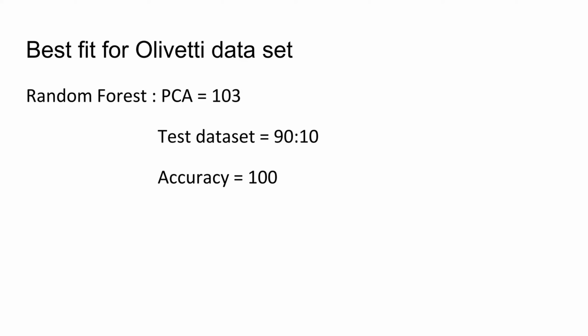Random forest: this ensemble method is robust and effective for a wide range of datasets. With the right number of PCA components, it can achieve high accuracy by leveraging multiple decision trees. Dataset split: a 90:10 split provides a substantial amount of training data, which helps in building a robust model, and a sufficient amount of test data to evaluate the model's performance.